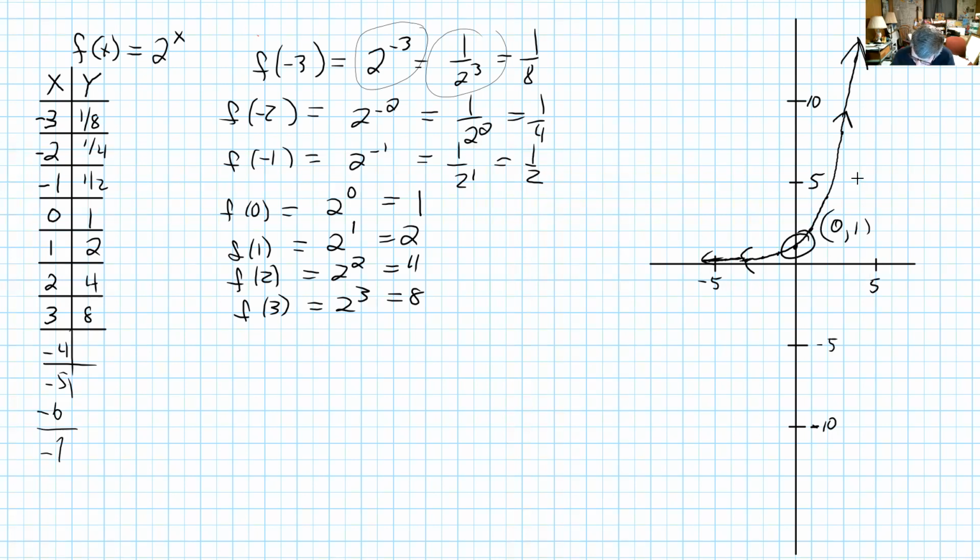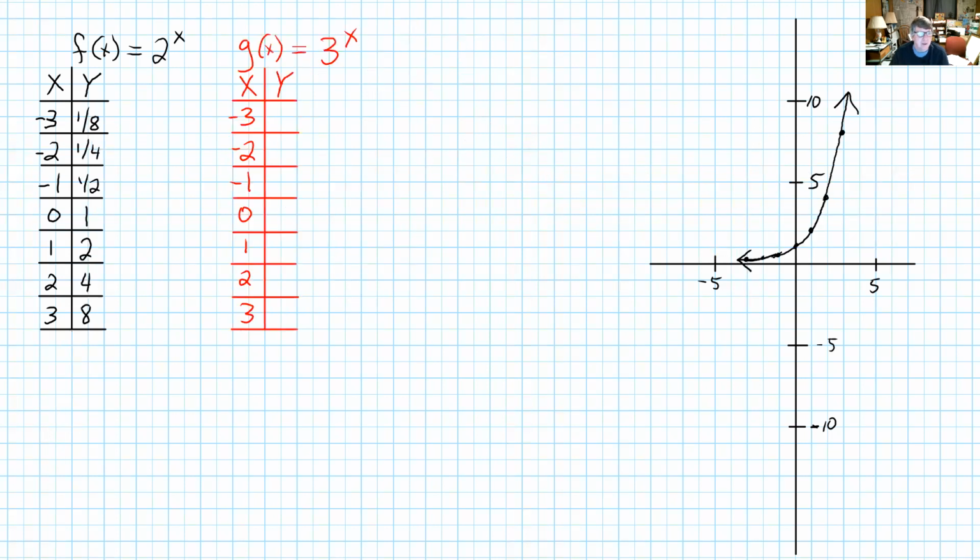This is a function. It passes the vertical line test. Oh, it also passes the horizontal line test. It's a 1-to-1 function. And notice as we go from left to right, as x gets larger, y gets larger as well. We say that it's increasing over its entire domain. All right, let's take a look at another example. I already have the graph of f of x equals 2 to the x graphed here. Let's look at 3 to the x and what that looks like.